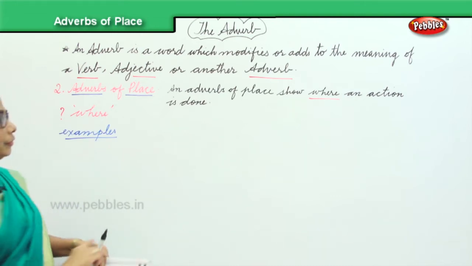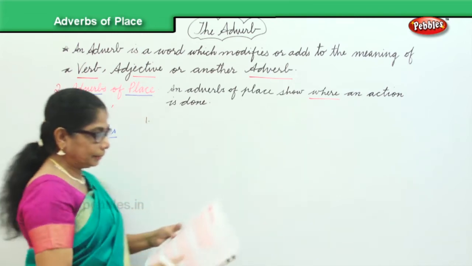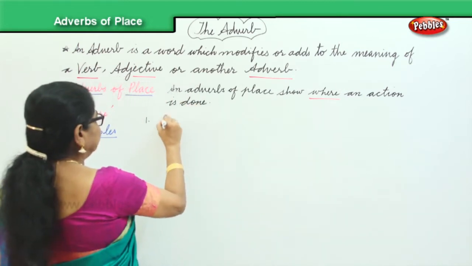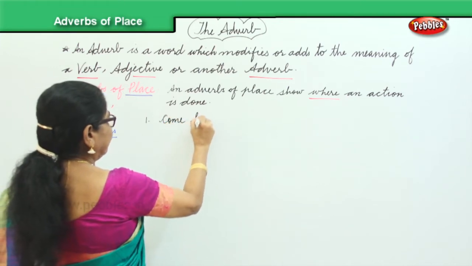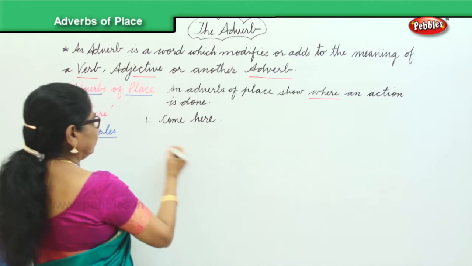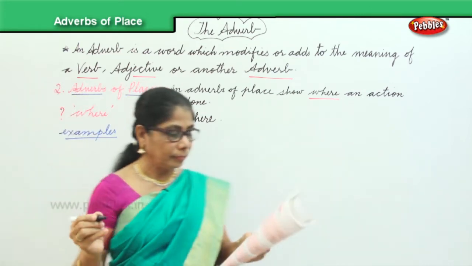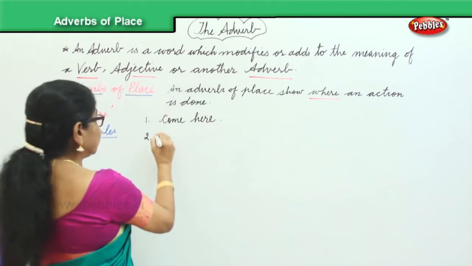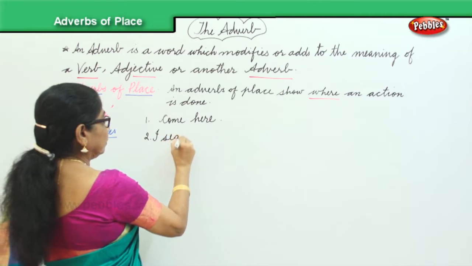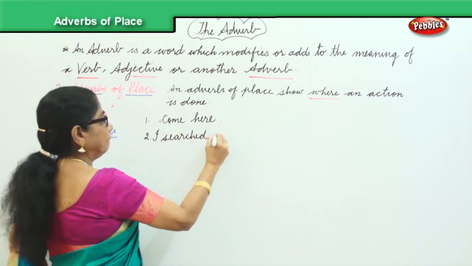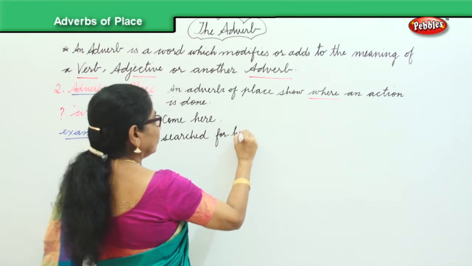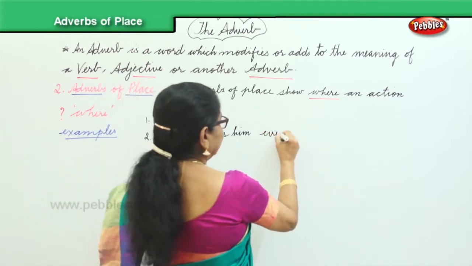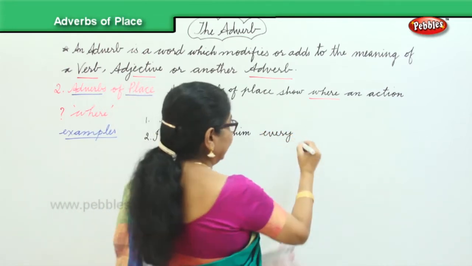Examples of adverbs of place. First one: Come here. Second: I searched for him everywhere.